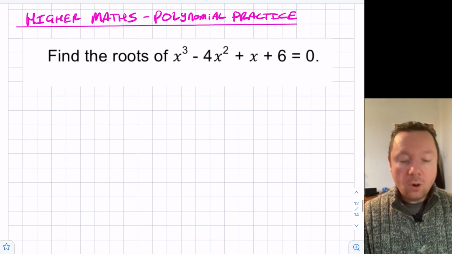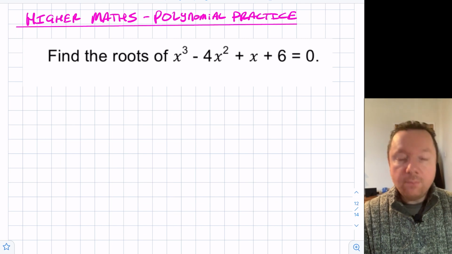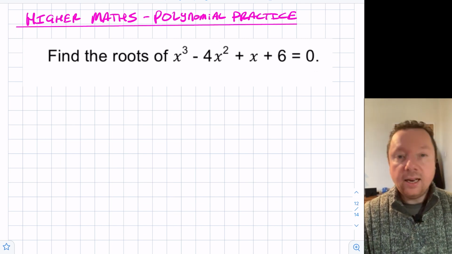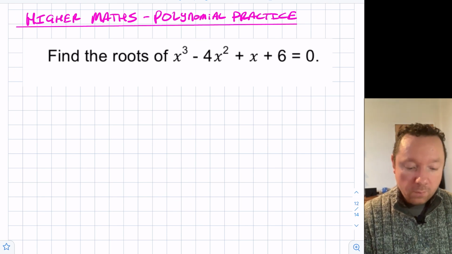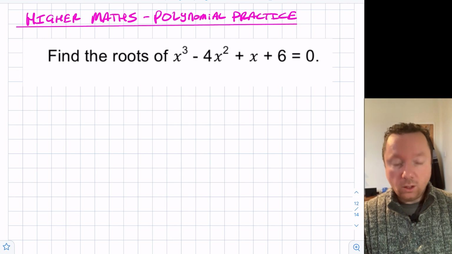Okay, higher maths, polynomial practice, maybe solving some polynomial equations. This one, I'll give you an example and then give you your worksheet. Find the roots of this. The roots mean I need to find out what number for x makes this equal to 0. First step is to find one just by guesswork, okay?